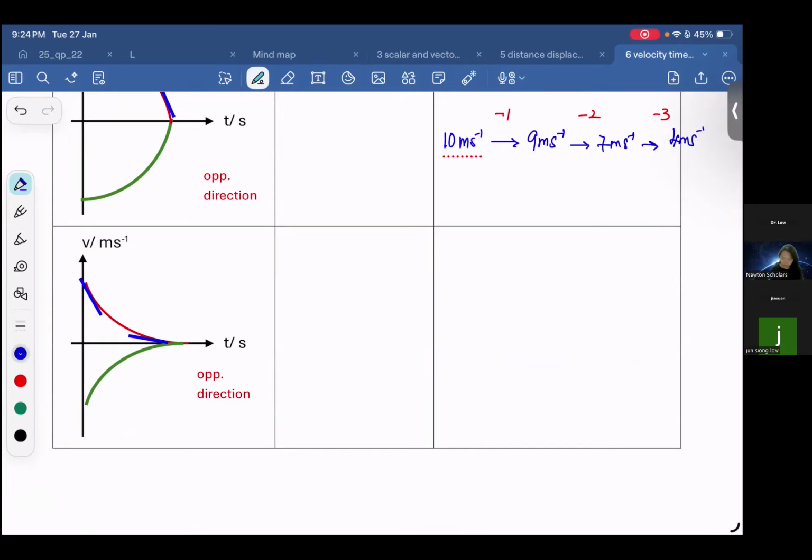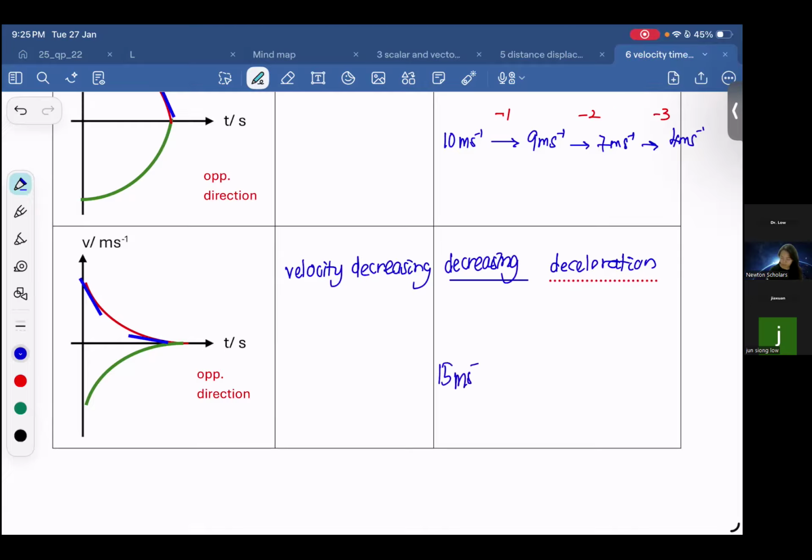So at here, what happened to your velocity? Decreasing, yes, thank you. Decreasing velocity. So again, this case is deceleration. How does it decelerate? How is the gradient showing you? The gradient becomes less steep. Am I right? Yes, correct. Decreasing deceleration. Okay, what does it mean?